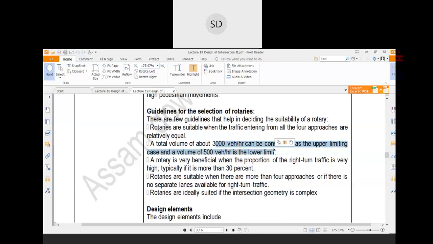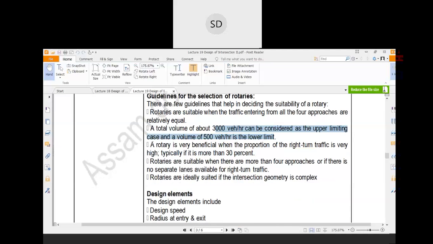Suppose a plain intersection is there and you want to check whether you can install a rotary intersection over there or not. So for that reason, what you have to do, you have to go for the traffic volume study. Now, if you found that your traffic volume is more than 500 vehicle per hour, in such cases, you can install the rotary intersection. Now, if it is more than 3000 vehicle per hour, in such cases, you cannot install the rotary intersection over there because the rotary will fail. Okay, in such cases, what you have to do? You have to go for the grade separated intersection.